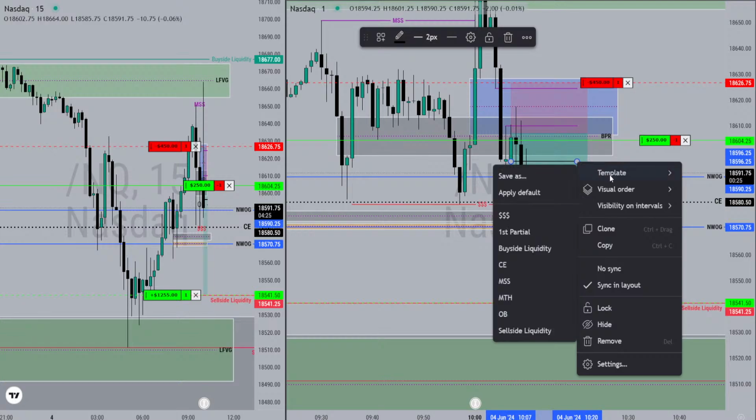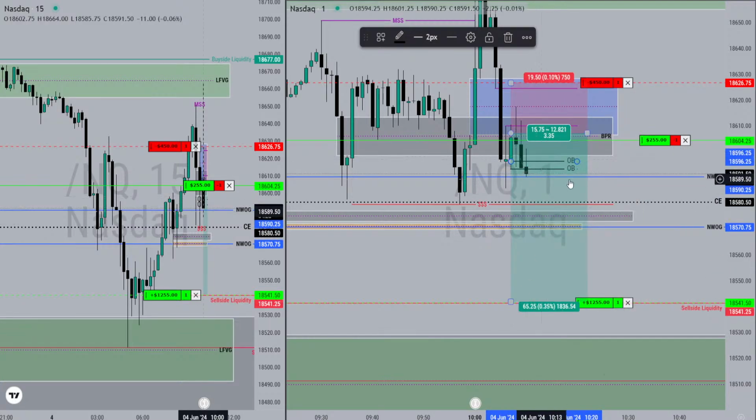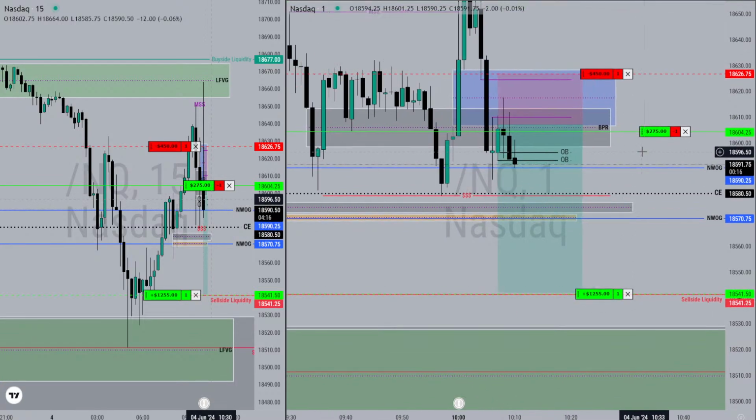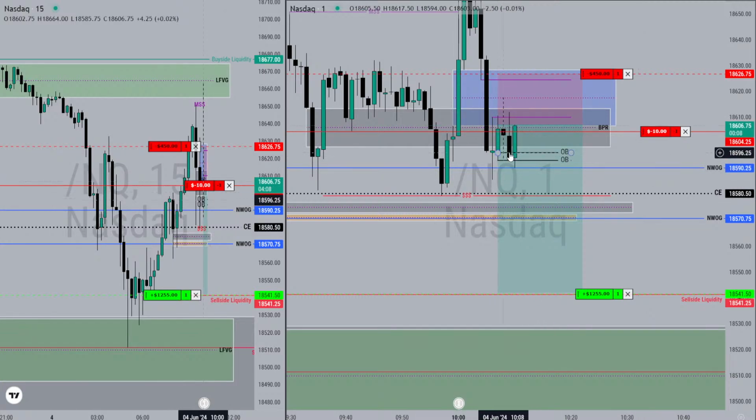It will be valid as an order block when the down close candle will close below this low. Okay, then it will be valid as an order block. Otherwise, it's not valid. Until now, it's not valid as an order block.